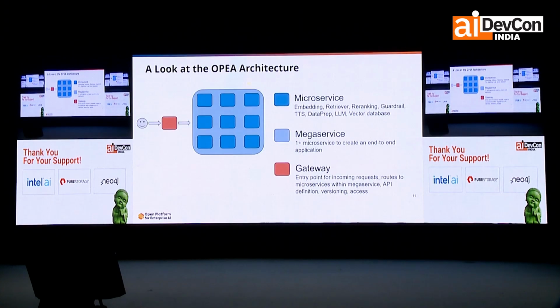The OPR architecture is right in front of you. There are three key components. The first one is the microservice. They are nothing but the small independent services that perform specific tasks in the AI pipeline. By breaking down the system into smaller self-contained services, microservices promote modularity, flexibility, and scalability.